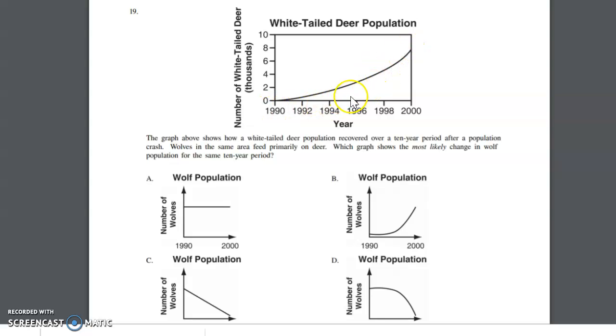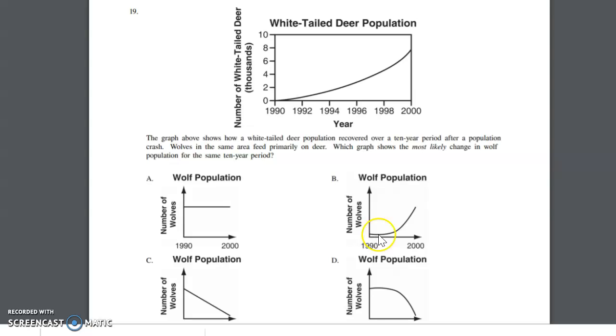If they have more food, I would expect their population to increase. If you have more food to eat, you're going to be healthier. You're going to have more energy to go find a mate. More of those offspring are going to survive. It's going to lag behind just a little bit like it does here. It's not immediately, as soon as the deer population goes up, the wolf population goes up.